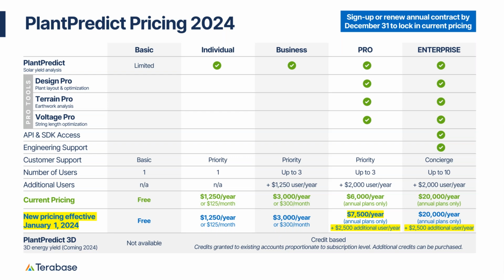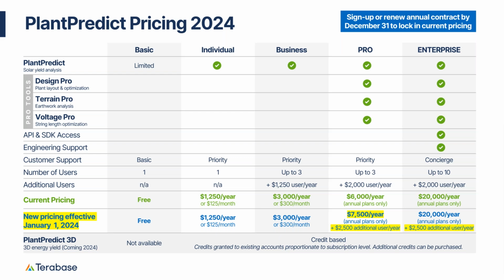As you can see on this slide, we are planning to increase the price of PlantPredict Pro starting on January 1st of 2024. The cost of an annual subscription is going up from $6,000 to $7,500, which includes up to 3 users and provides access to all of our Pro tools, including Design Pro. If you want more than 3 users, we sell additional user licenses, and the price of individual user licenses above 3 is going from $2,000 per user per year up to $2,500 per user per year.